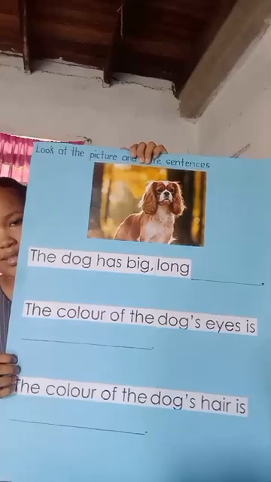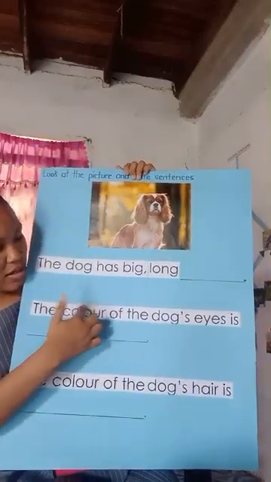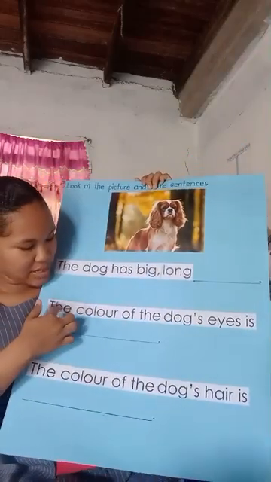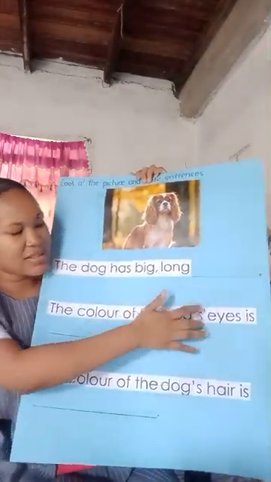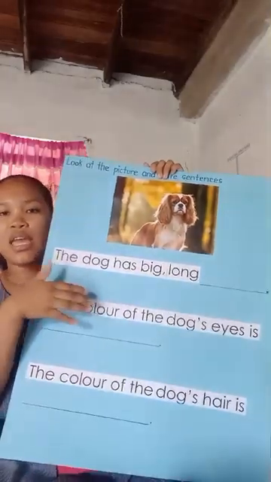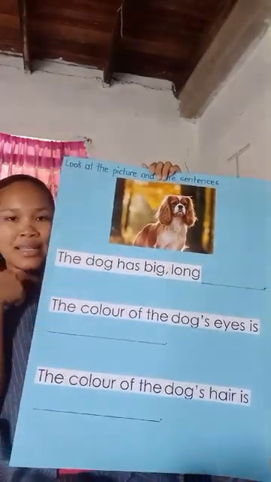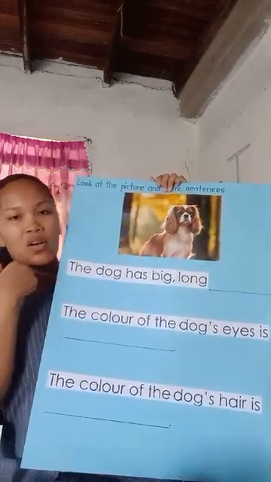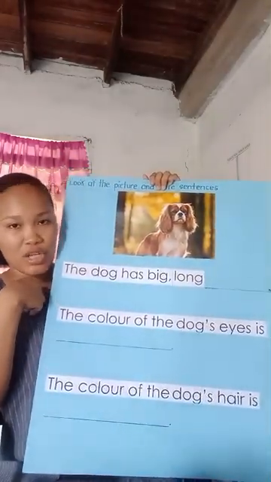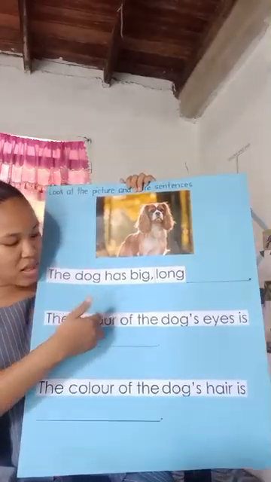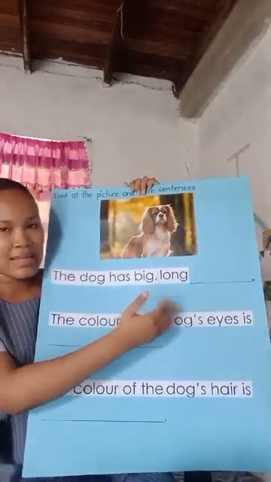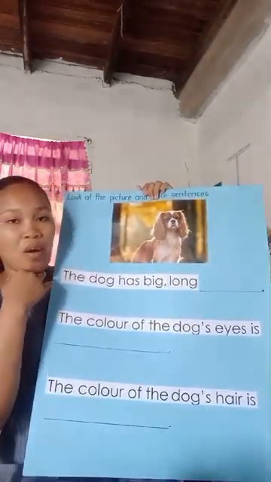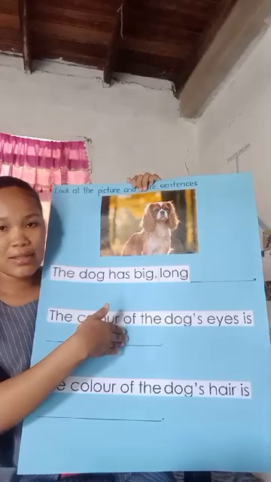The second one says, the color of the dog's eyes is. So here I also provide part of a sentence, and you're going to complete the sentence by looking at the dog. You're going to complete it on your worksheet. So the color of the dog's eyes is. Look at the dog's eye, and you're going to complete the sentence on your worksheet.